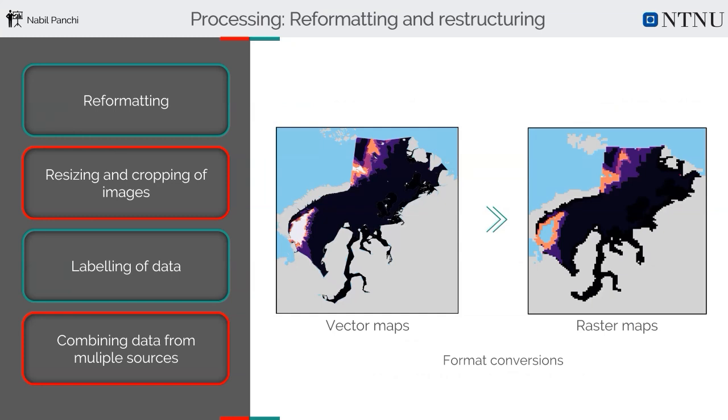Then we come to processing the data. You have data in different formats. For example, here you have a vector map where you have these polygons on a map and they represent something. In this case, it is an ice chart where each polygon represents a particular area, and that area has some ice concentration, right? Now, this ice chart is in a vector format. That means these are polygons and they are defined by the boundary.